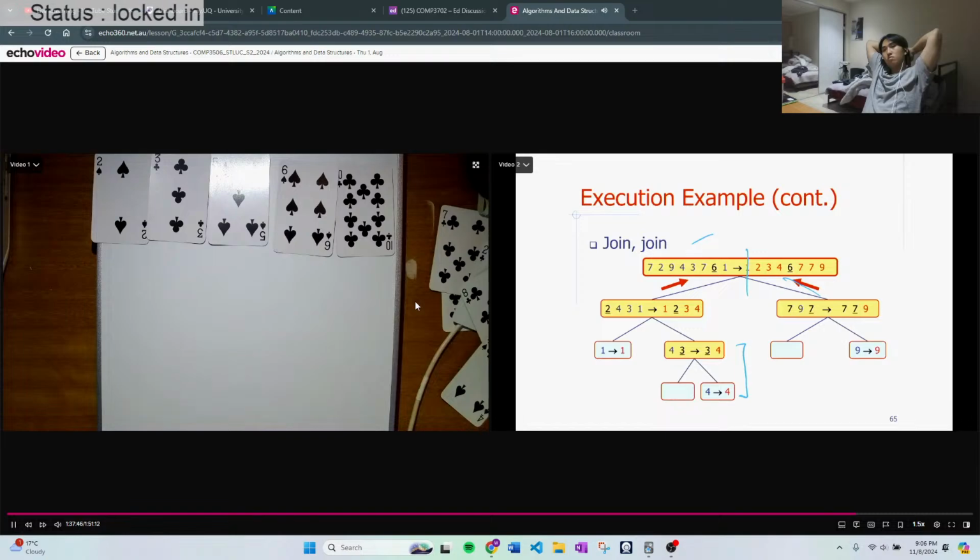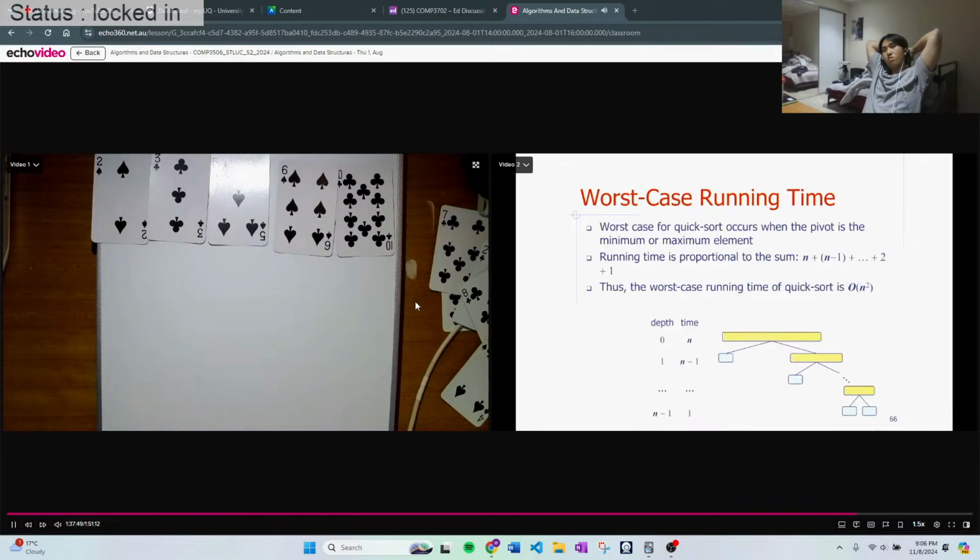We'll come to that. Yeah, great question. So the question was, wouldn't just always picking the first element or the last element be equally as bad as picking a random element? Not quite. But it's a great question.